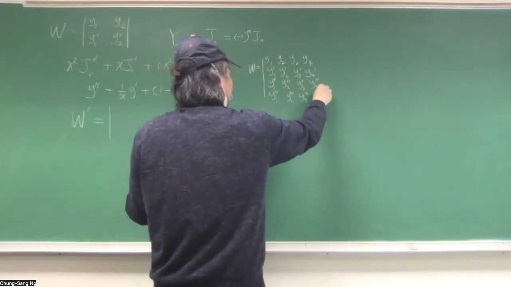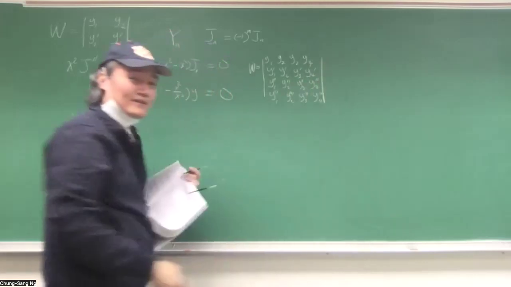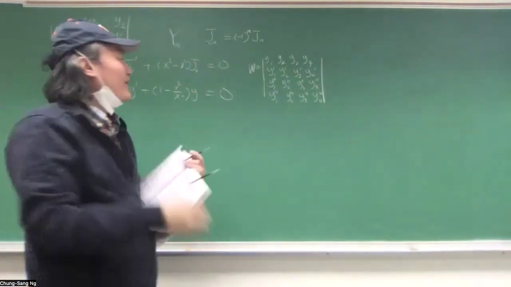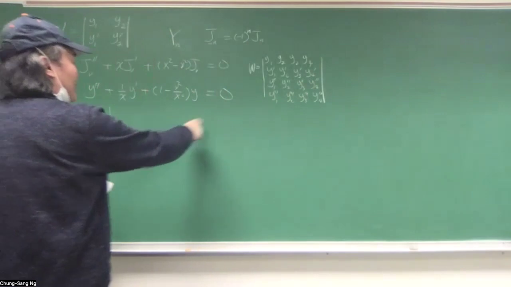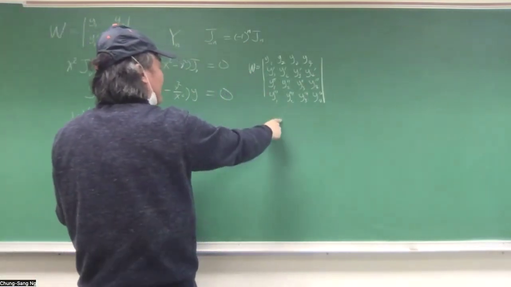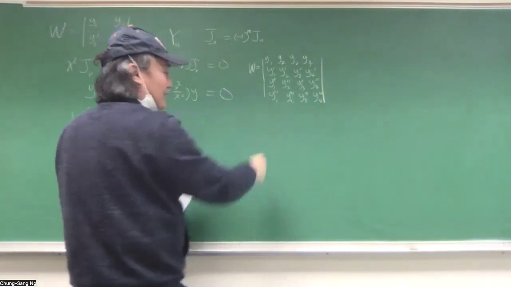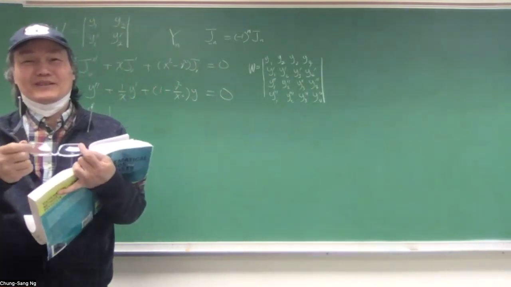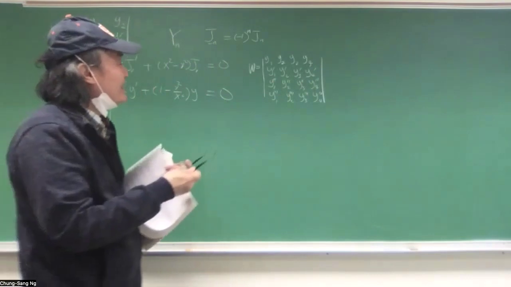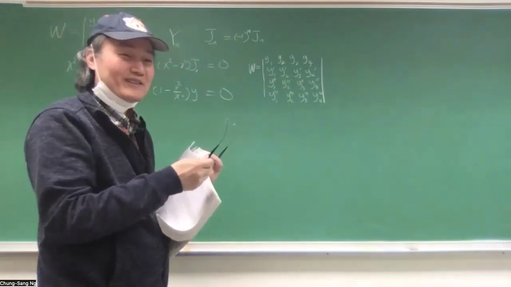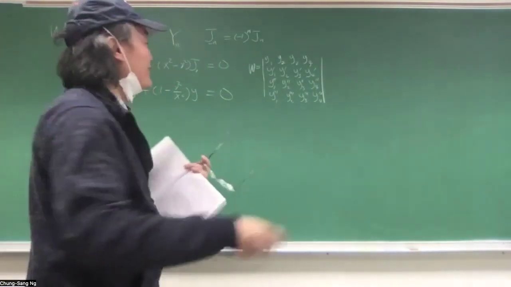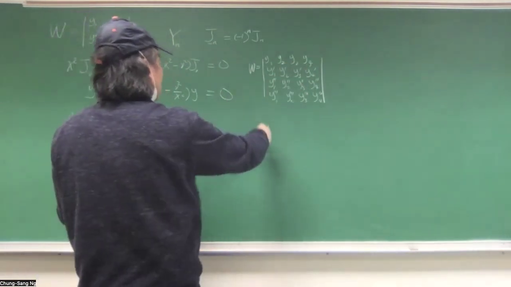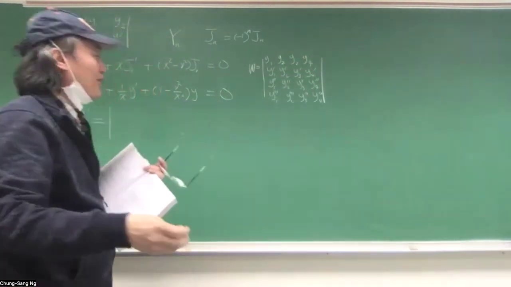That's a lot of writing, just by writing the Wronskian. So now if I ask you to write the derivative of this Wronskian, how do you do that? You haven't learned about that. So this is what I tell you. Learn from me, okay?